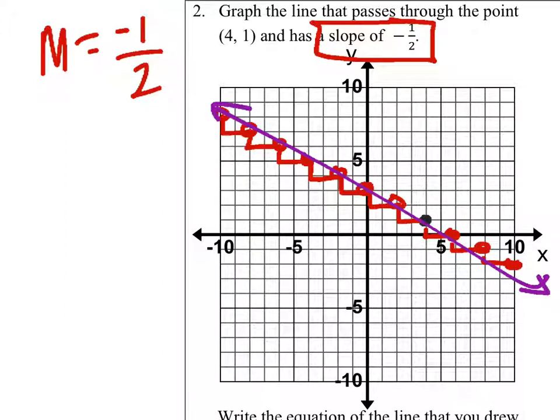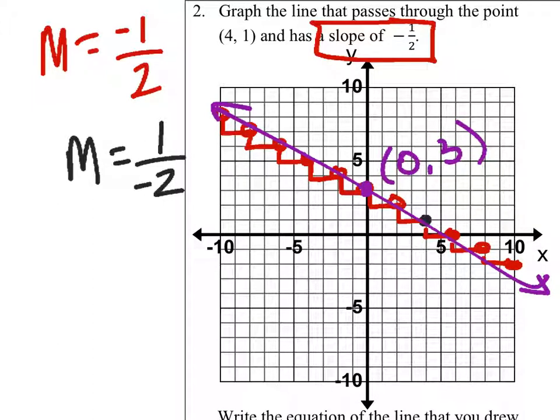Well, yeah, this is something you guys actually should know by this time. That negative 1 over 2 is the same as 1 over negative 2, like this. Both of those are the same, and you guys should know that. One negative gives us a negative answer. That's what the original slope was telling us. But now that we have this, anyways, we can see that the y-intercept is right here at 0, 3. And now we're ready to write our equation.